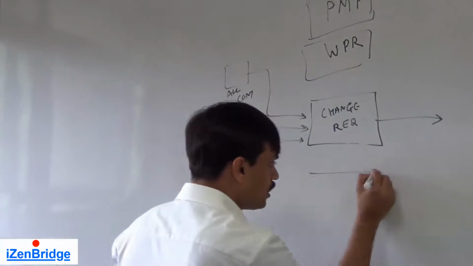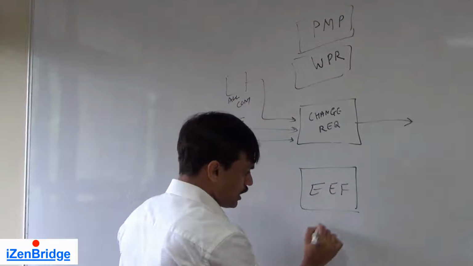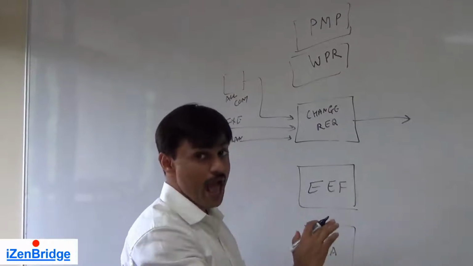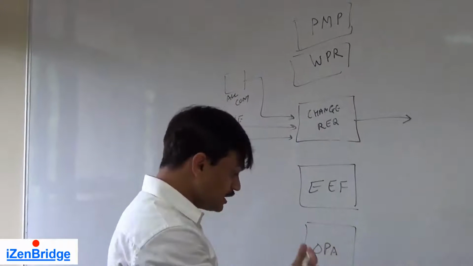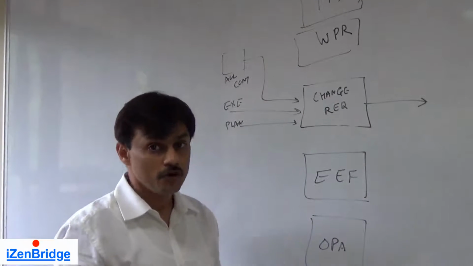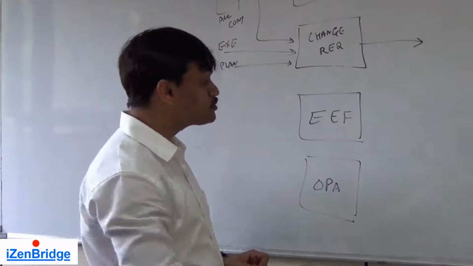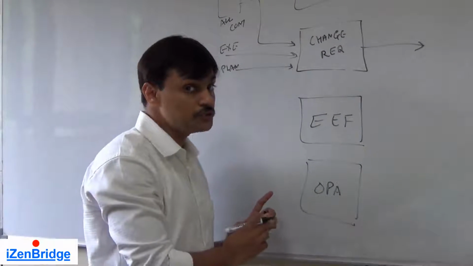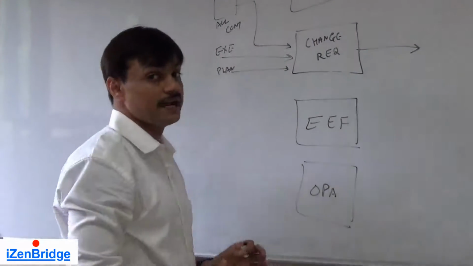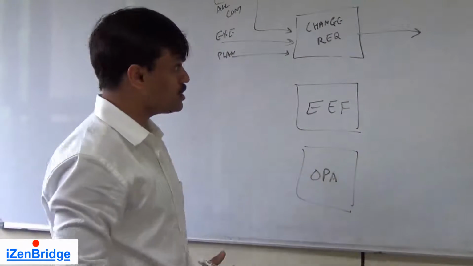Our standard inputs, enterprise environmental factors and organizational process assets, are as usual applicable. In case of organizational process assets, the configuration management related information and the change control related procedures become more focused, because when we are performing these changes we need to know how the configurations are handled and how the change should be managed in an organization.